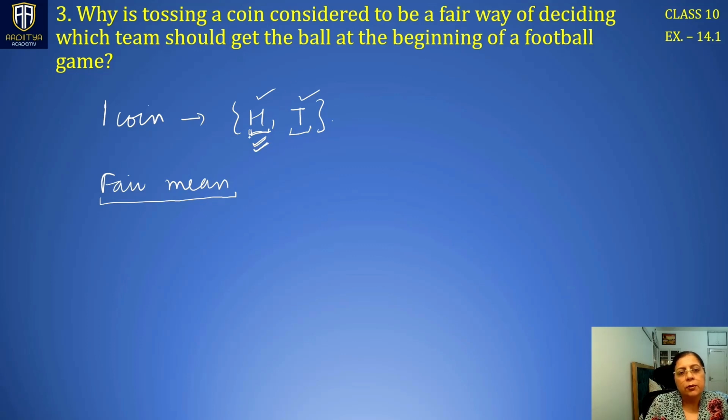So why is tossing a coin fair? Because a coin has got two outputs and both the outputs are equally likely. They both have the same probabilities. 50% chances are of head and 50% chances correspond to occurrence of tail. Since both have the same possibilities as an outcome of an experiment, we can say that it is a fair means to decide who has to start the game, right?